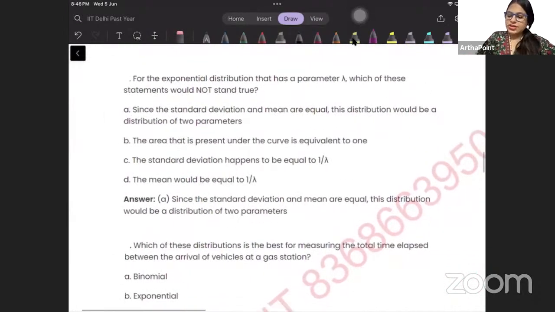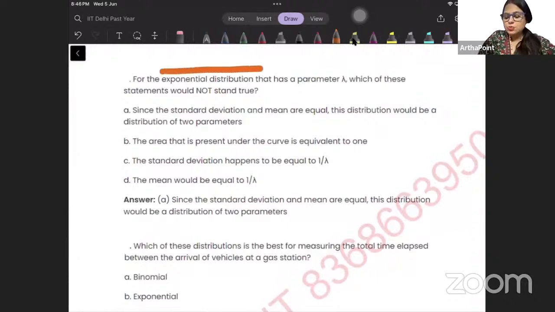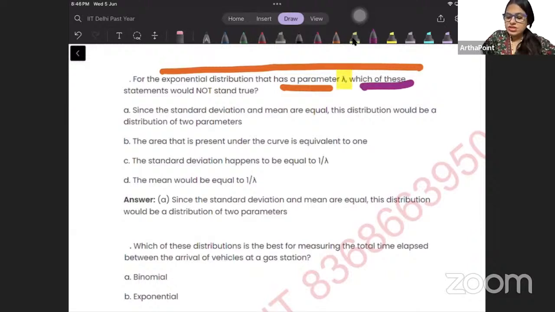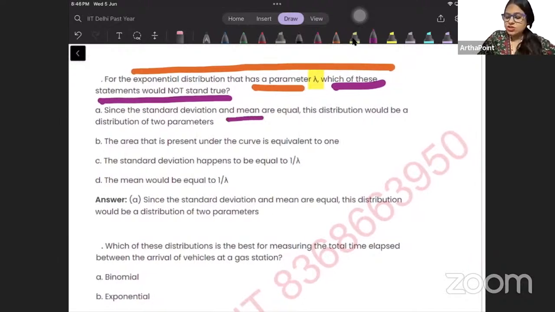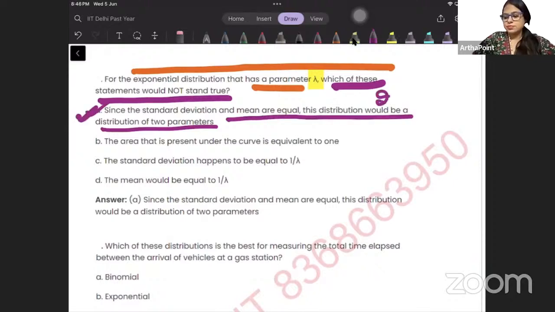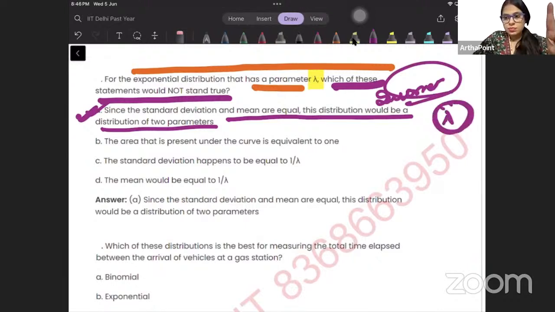Okay. Come to the next question. It says, for the exponential distribution that has a parameter lambda, which of these statements would not stand true? Okay. Since the standard deviation and mean are equal, the distribution would have 2 parameters. This itself is incorrect, beta. The distribution only has 1 parameter, lambda. It doesn't have 2 parameters. Its mean and standard deviation are equal. So if mean and standard deviation are equal to each other, there is just 1 parameter, that is lambda, right? So statement A itself is incorrect.